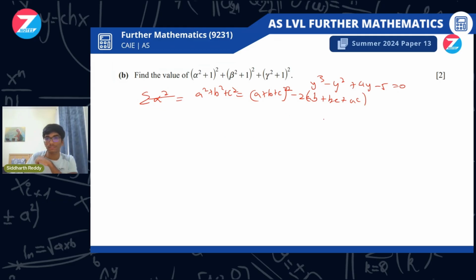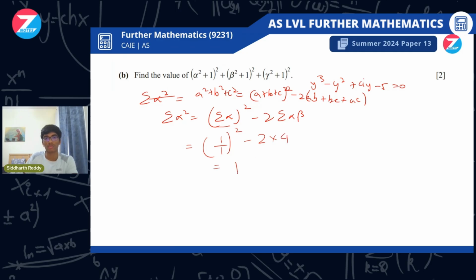So this sum of roots taken 2 at a time, we can write it as sum of roots whole square minus 2 times the sum of roots taken 2 at a time. So we can write it like this. So sum of roots is minus b by a. So b is here minus 1, so minus of minus 1 is just 1. 1 by 1 square minus 2 times, this one is c by a, just 4 by 1. So it's just 4. So it's 1 minus 8, which should be equal to minus 7.